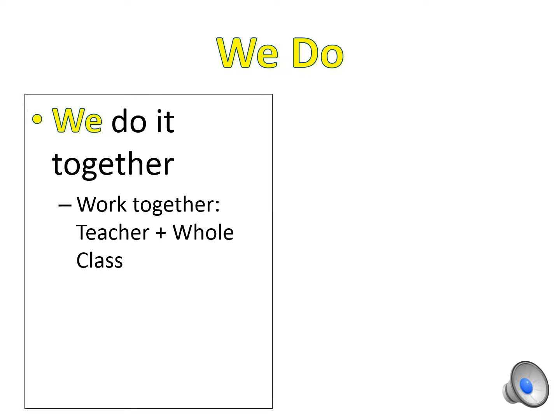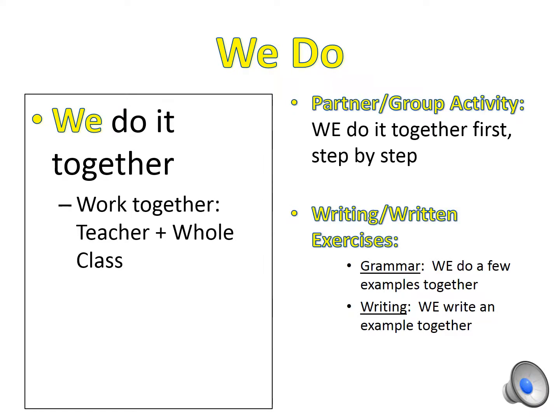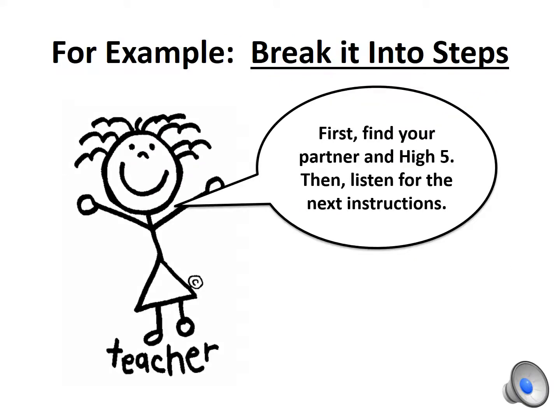We do is when the teacher does the activity with the students. The teacher doesn't give the students complete responsibility yet. Pause the video and read these examples on the right. For example, when we did the name cards, I didn't let you do it first by yourselves. I stopped you step by step to explain and make sure you did it right.